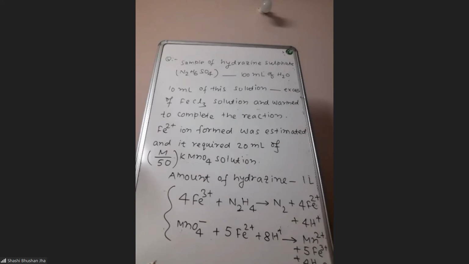So the number of equivalents of ferrous will be equal to the number of equivalents of hydrogen. And after that, that ferrous is reacted with permanganate. So the number of equivalents of ferrous will be equal to the number of equivalents of permanganate. So, one thing is the number of equivalents of hydrogen is equal to the number of equivalents of ferrous. Next, the number of equivalents of ferrous is equal to the number of equivalents of permanganate. And after that, only calculations are there. Can you do it?